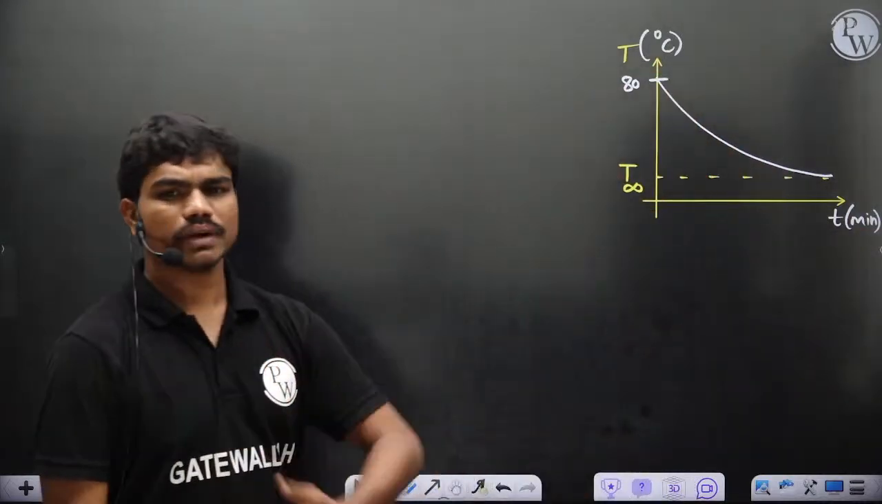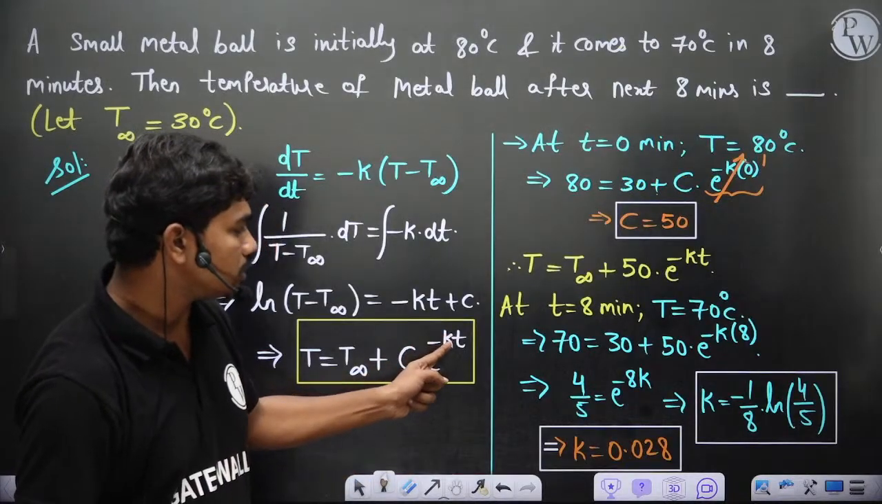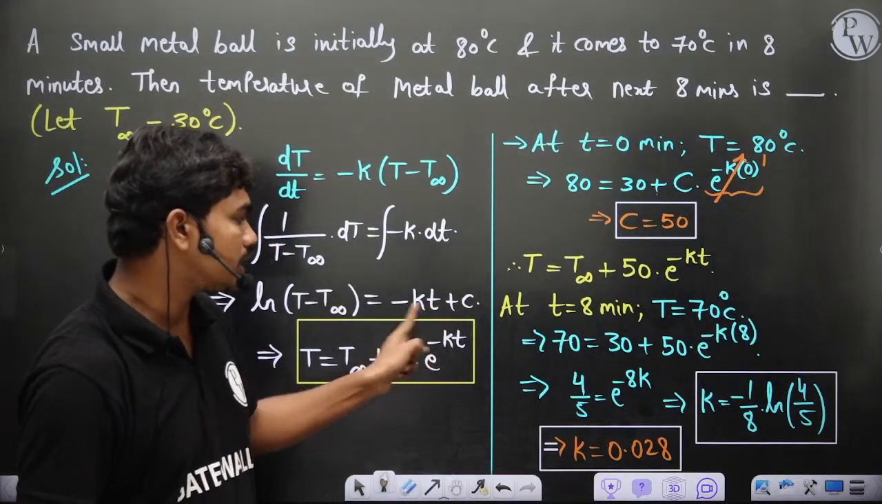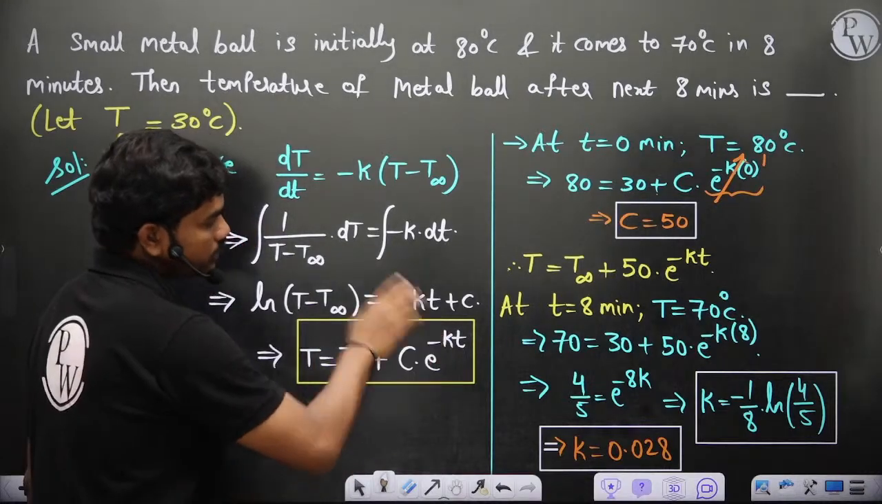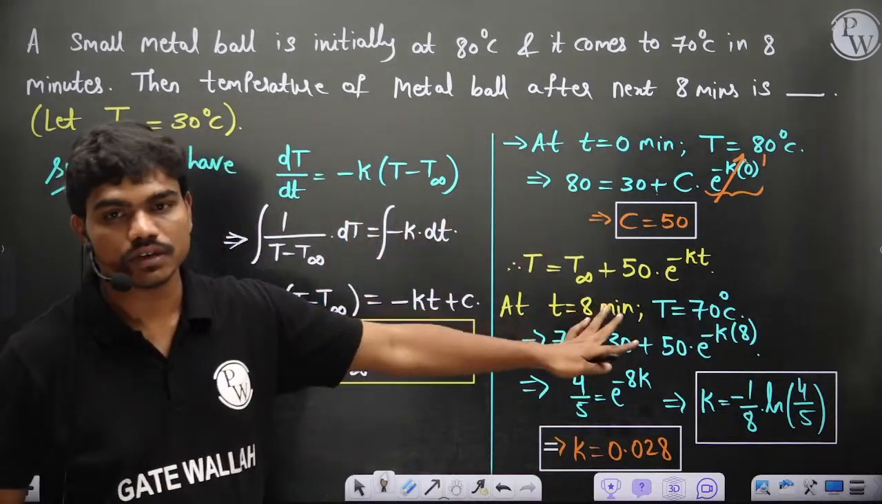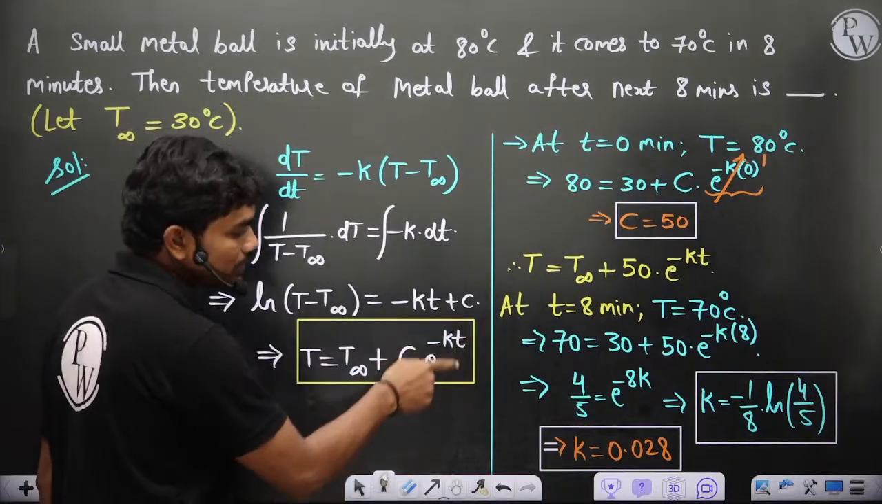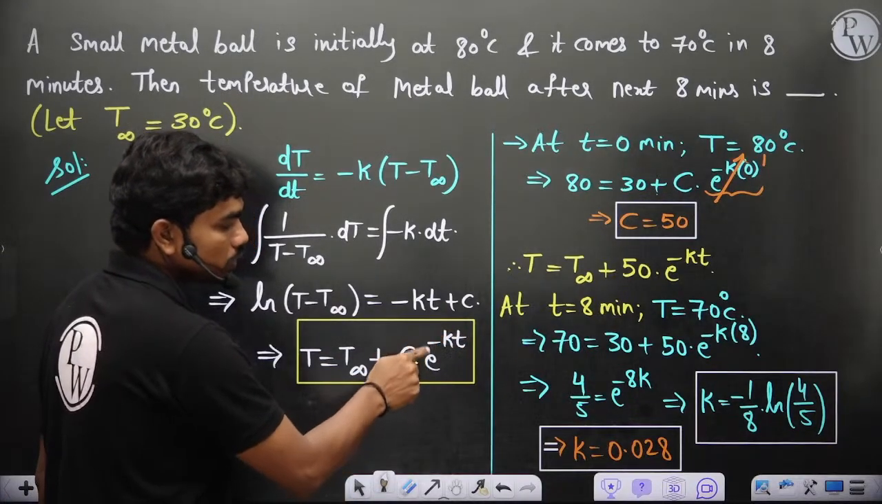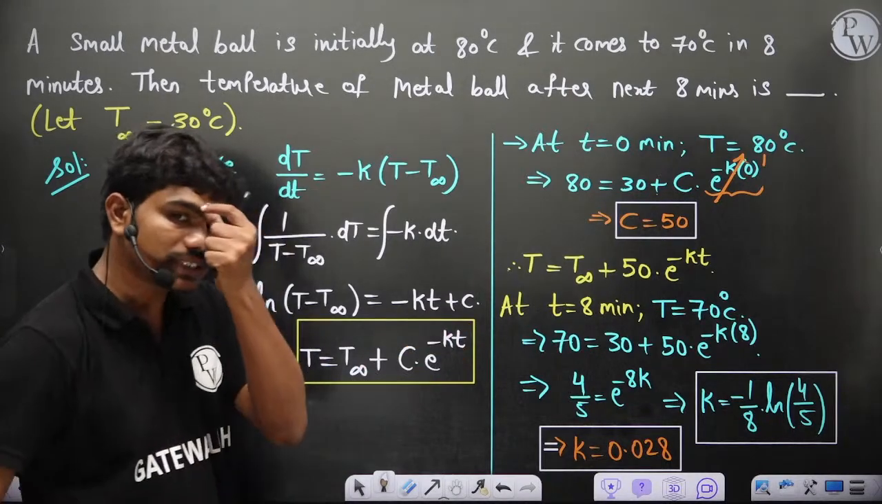So finally at some large time, what happens? At some large time, this time becomes very large and e power minus infinity becomes 0 and T equals T infinity. That's what you know, correct? Observe carefully. But see, the main problem is solving this differential equation. That's it, but I'm trying to connect a bit of physics, that's all. So at large time, e power minus infinity becomes 0, and T will be equal to T infinity.